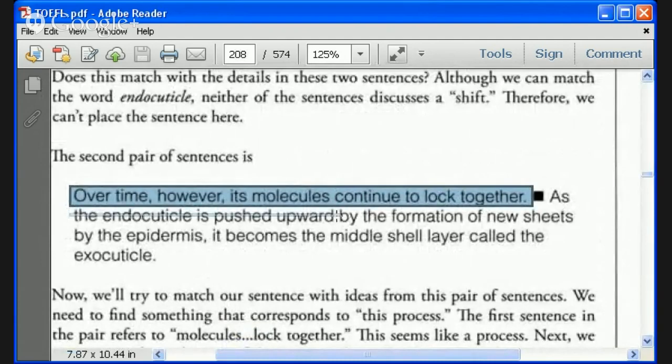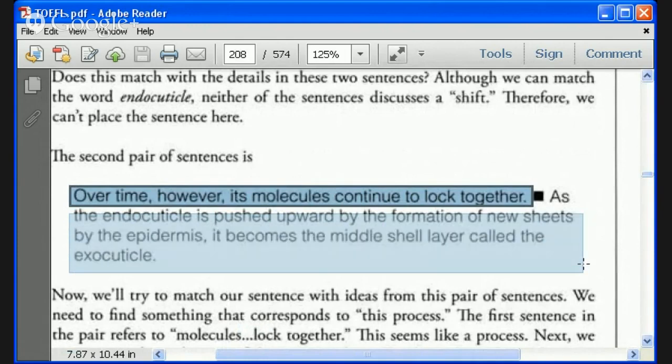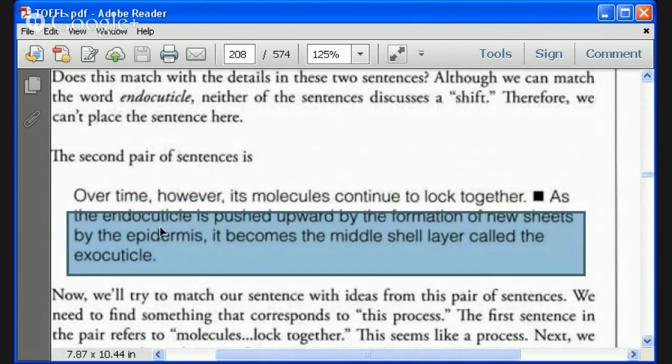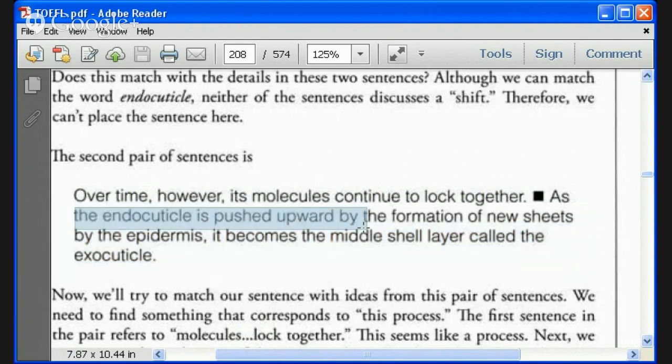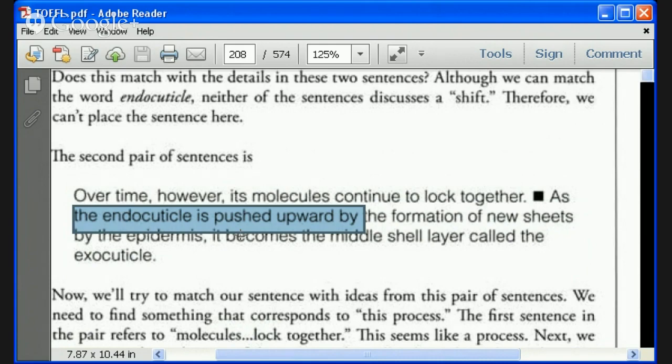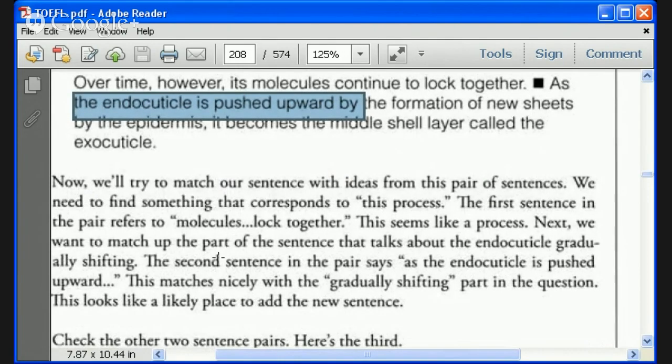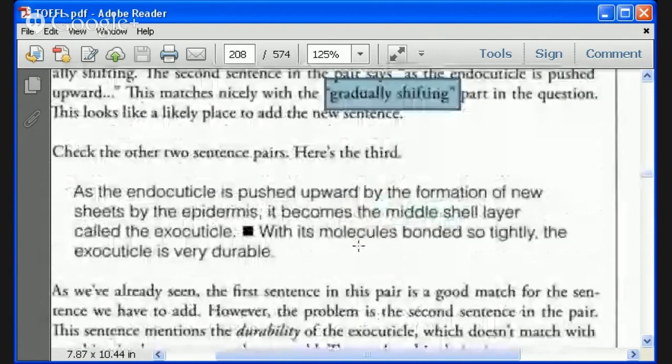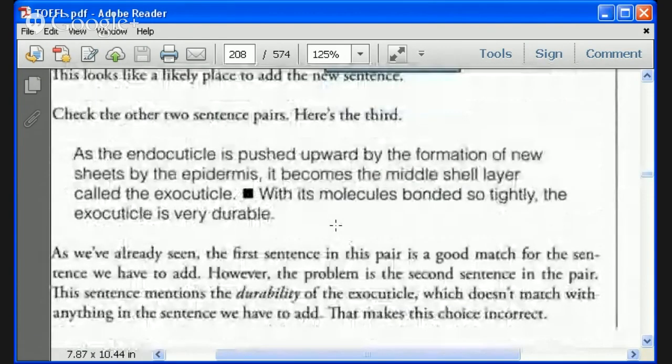As the endocuticle is pushed upward by the formation of new sheets by the epidermis, it becomes the middle shell layer. The endocuticle is pushed upward. That's kind of referring to a shift, right? So that more or less matches. This seems like a process. This matches with gradually shifting. This looks like a winner. It looks like number 2 would be our answer. Probably B in the actual test.